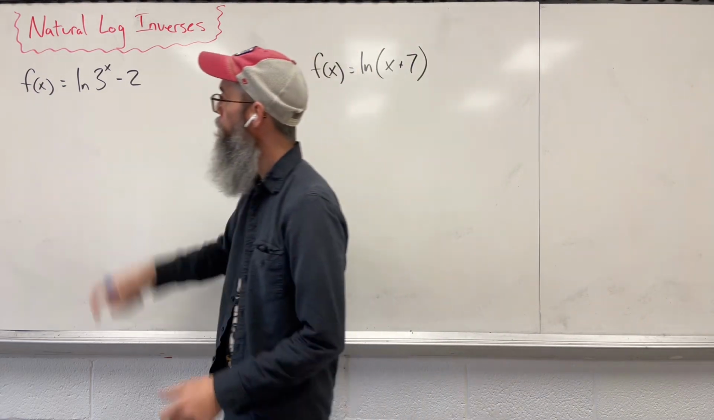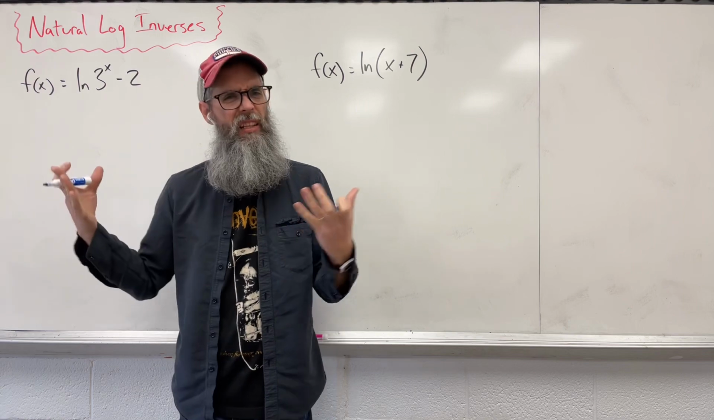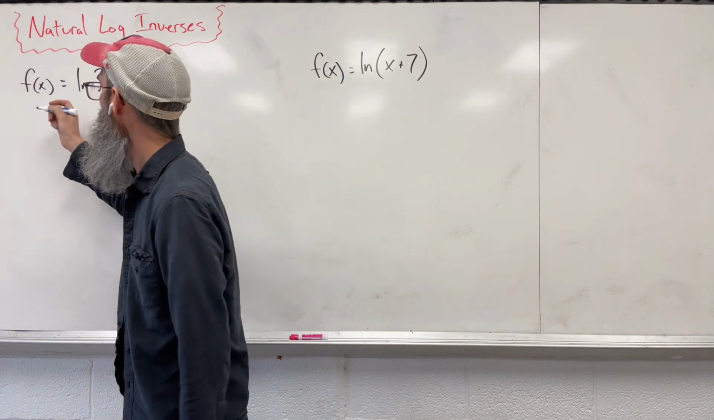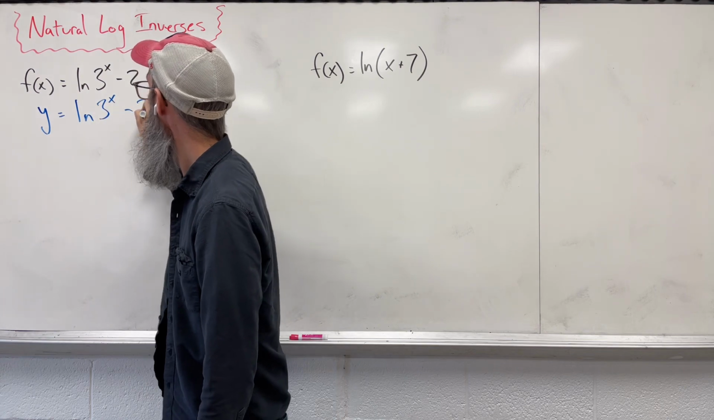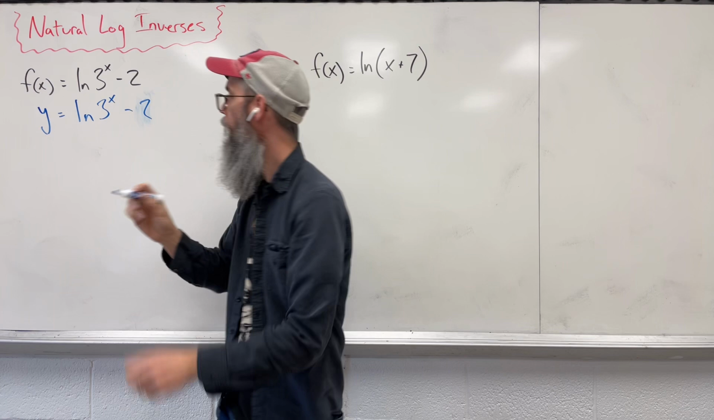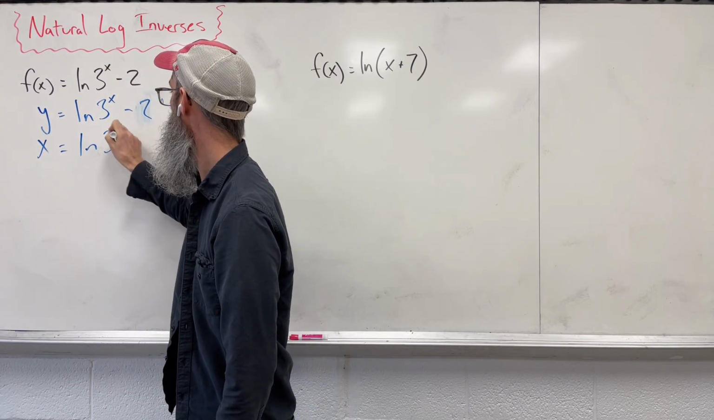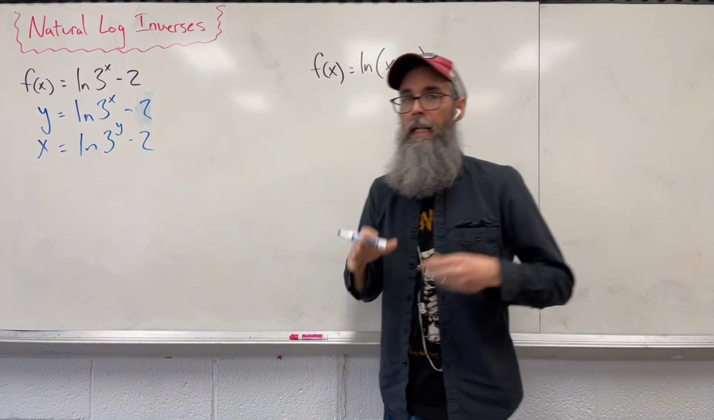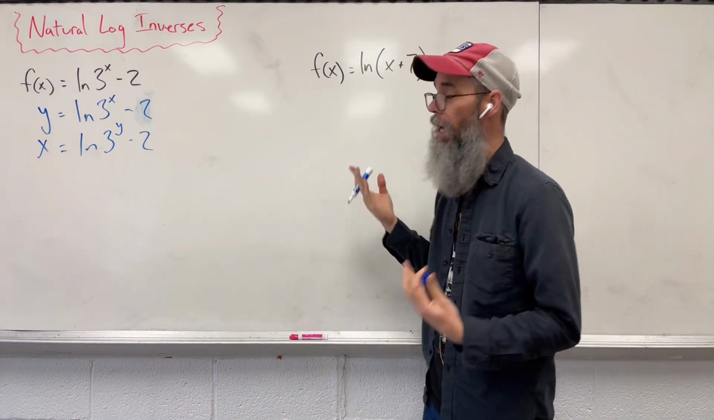So the first one over here, we always want to start off with f of x. We always want to pretend that it's just like y. Let's turn that into y and rewrite the problem. And then we want to switch our x and y positions. Okay, now it's just a matter of inverse operations and trying to get that y all alone.